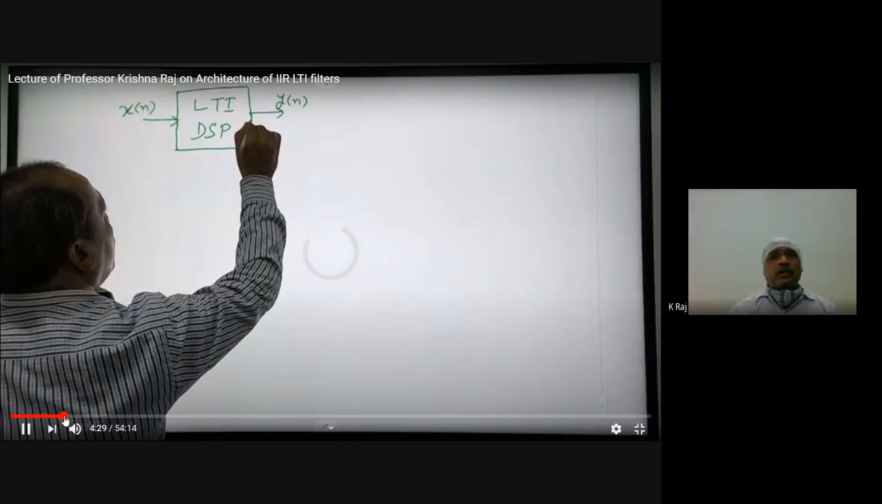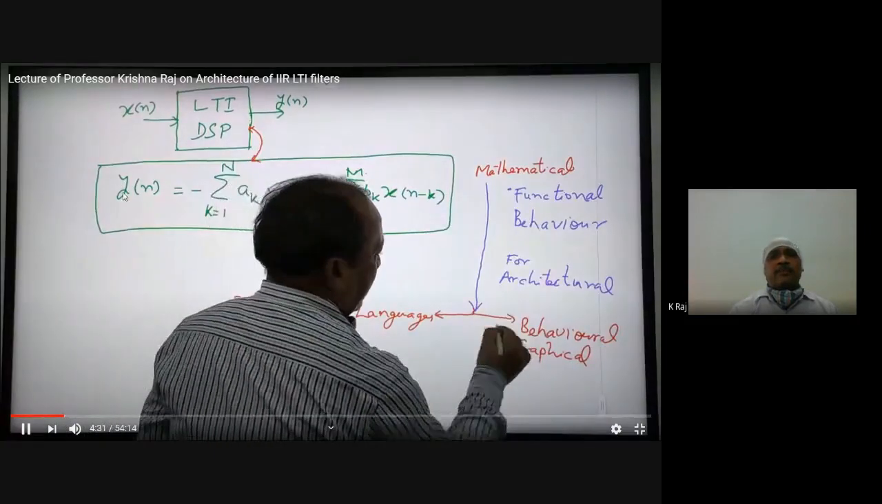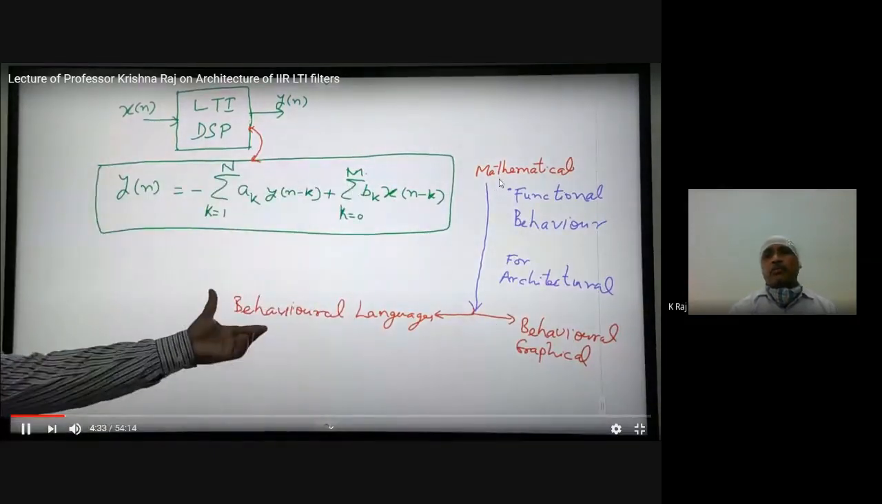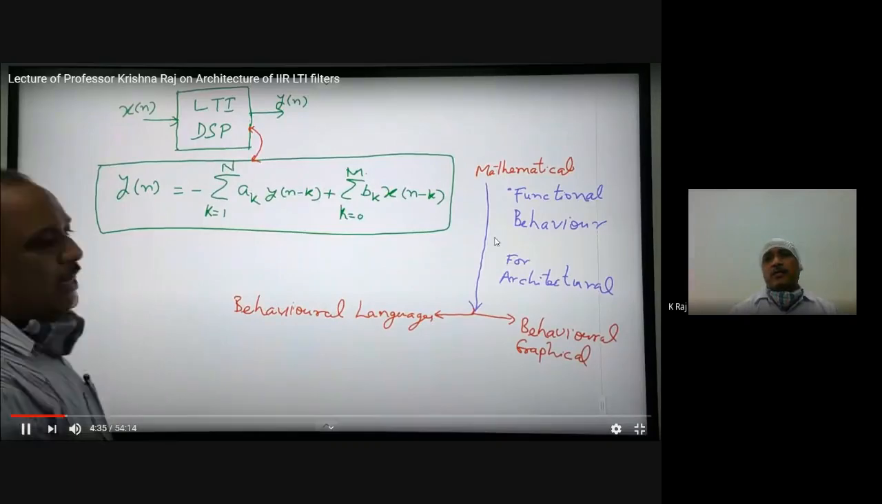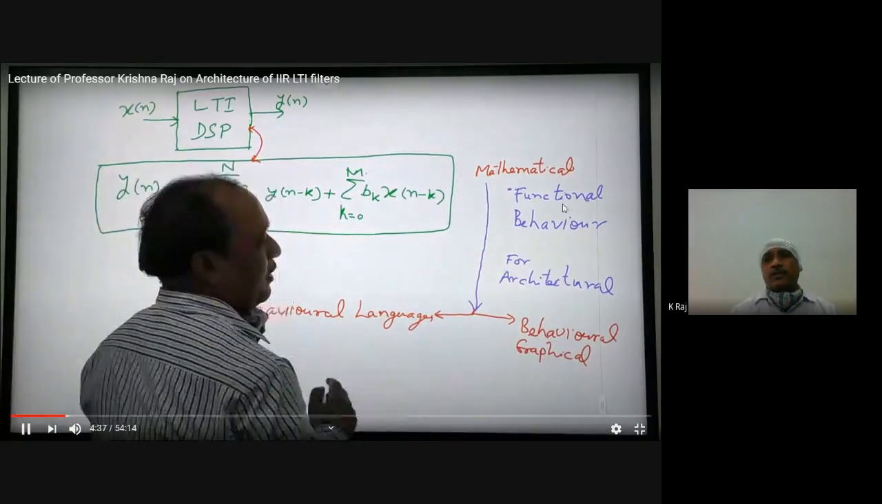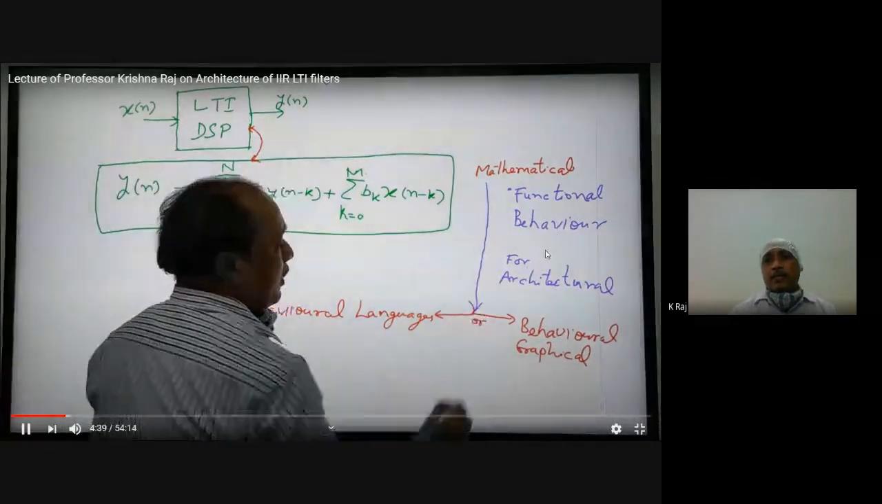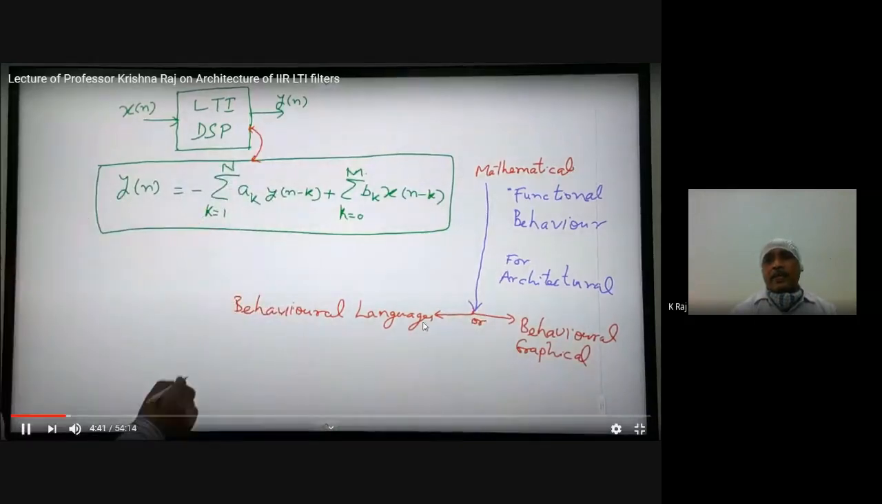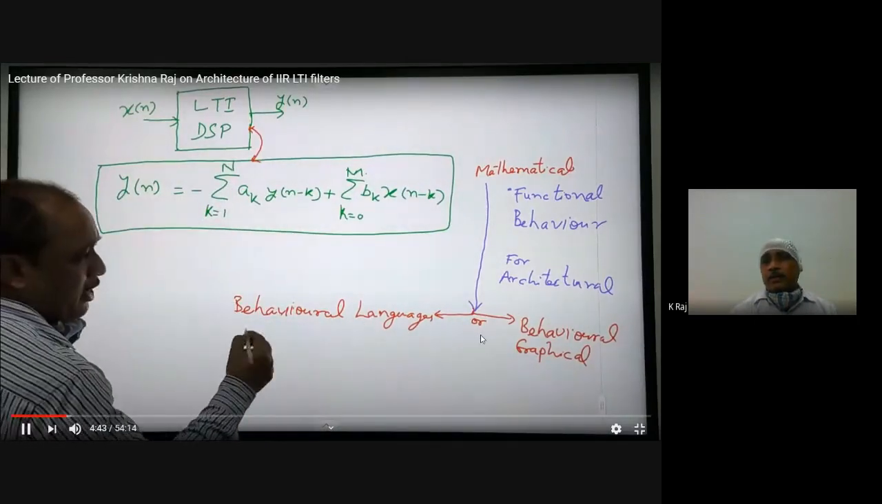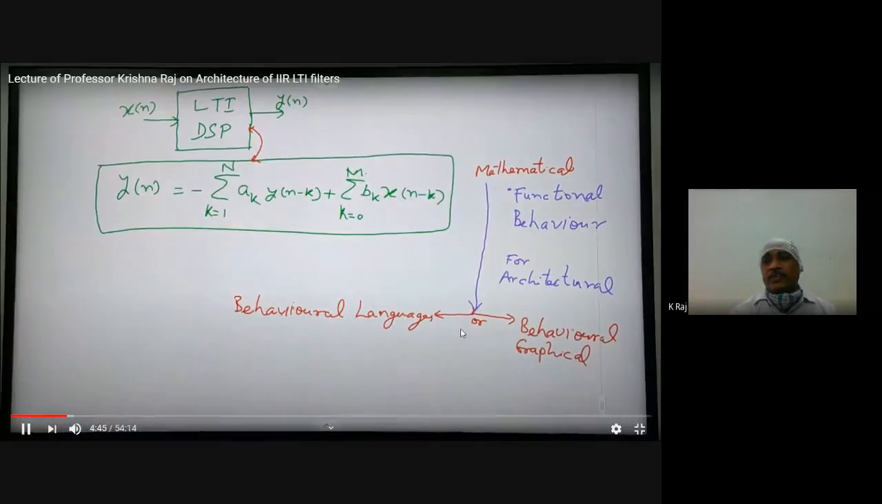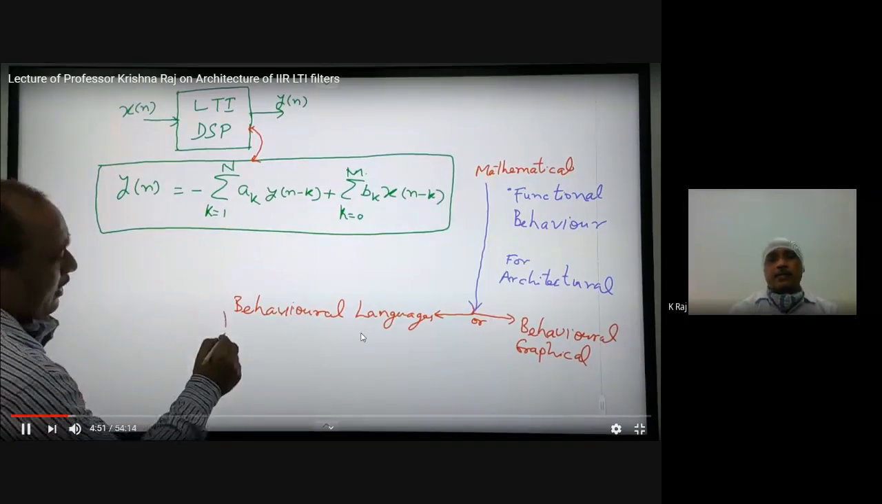And say after this one, this is the algorithm here, and we have also described how mathematically this algorithm can be described using the functional behavior for the architectural design here. And the behavioral language or the behavioral graph representation is represented either using the graphical representation or the languages. We are using here the graphical representation.